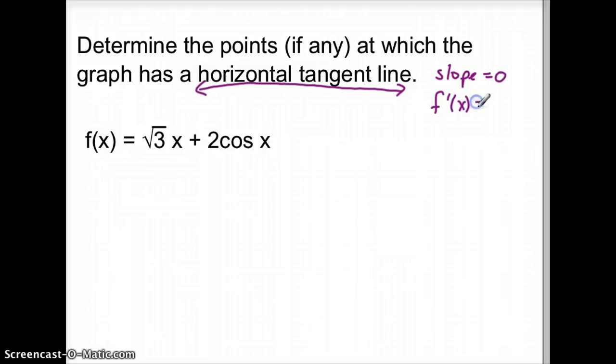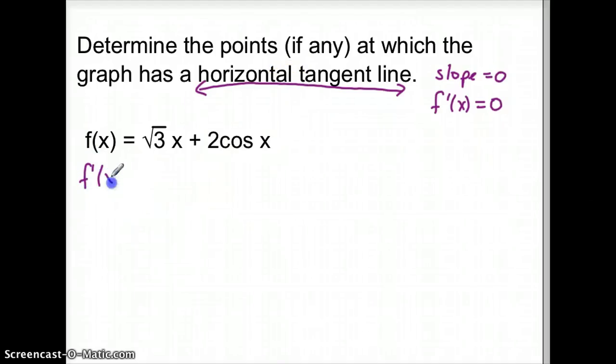So these connections are very vital for doing these problems in calculus. You have to think horizontal tangent line, what does that mean? It means the slope is 0. Well, the slope is just the derivative. So if I take my derivative and force it to be 0, then I'll be finding the place where the graph has a horizontal tangent line.